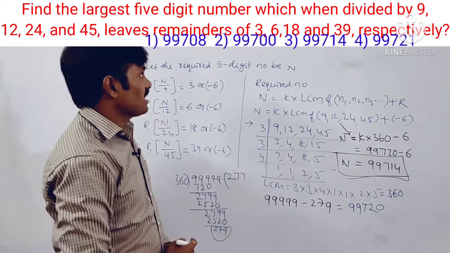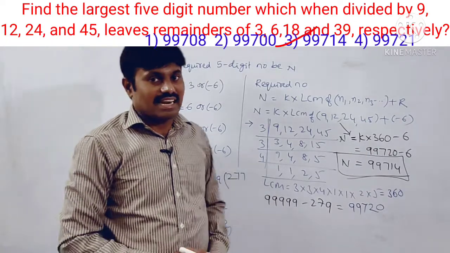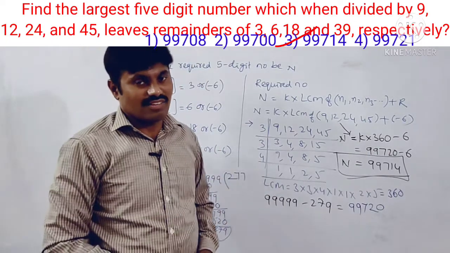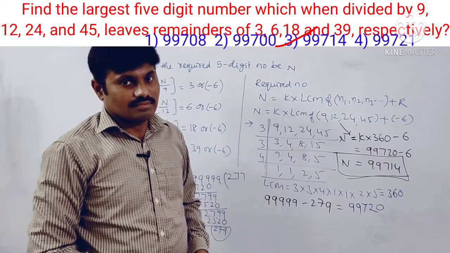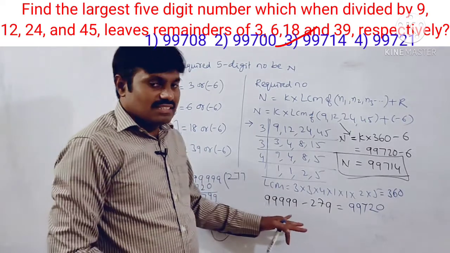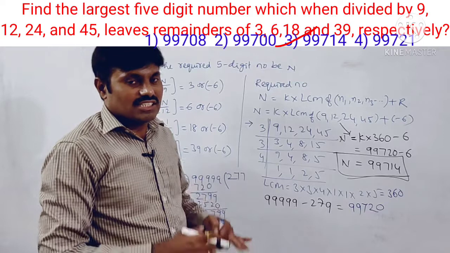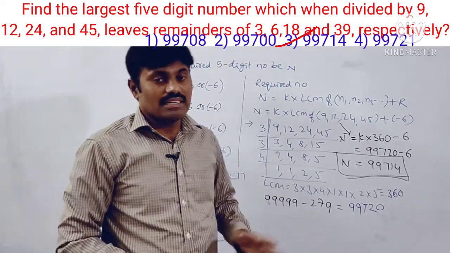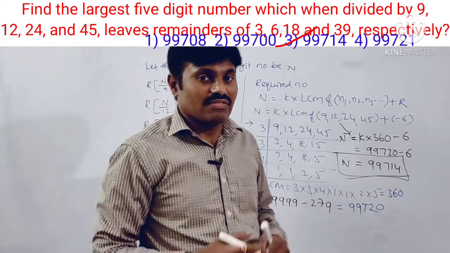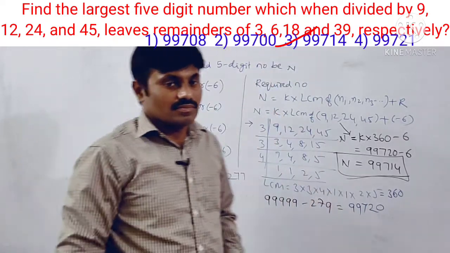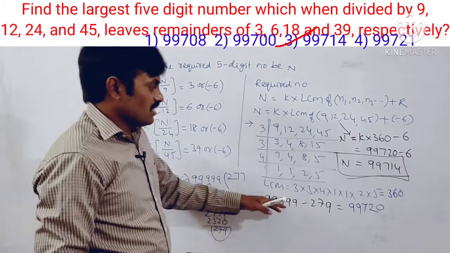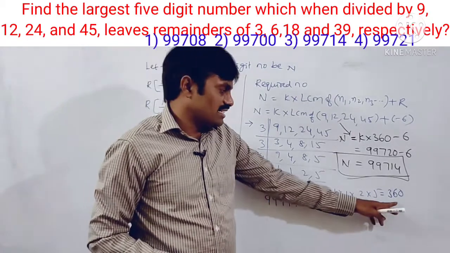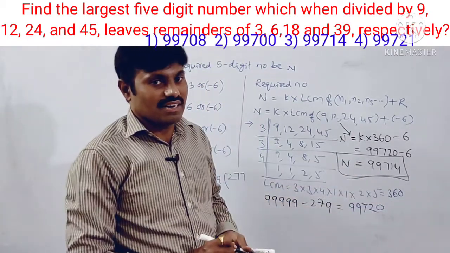So which option is correct? Option 3 is correct. 99,714 is our required answer. So this is the method to find the largest 4-digit or 5-digit number when divided by different divisors and leaving different remainders. The alternative method is to divide each option by 360 and check whether we get the remainder minus 6.